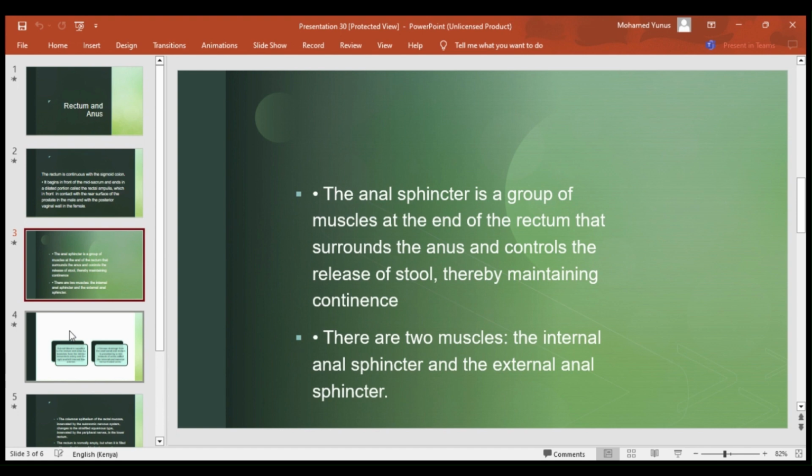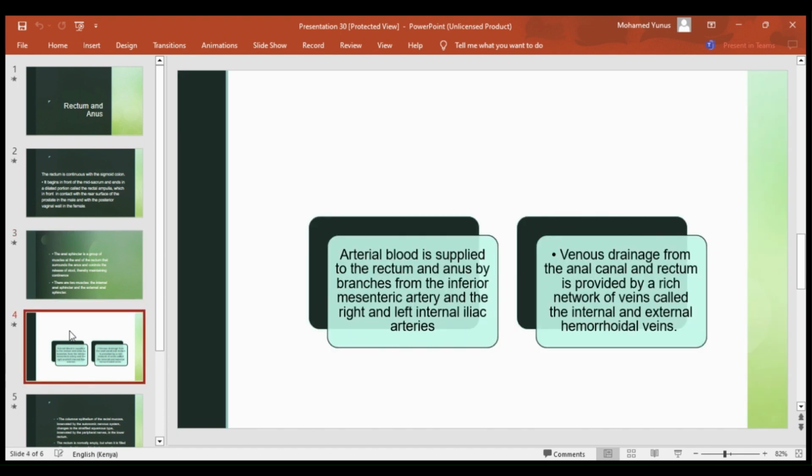Then, briefly, let's talk about the blood supply to the anus. We find that the arterial blood supply to the rectum and the anus is by the branches of the inferior mesenteric artery, and the right and left internal iliac arteries. That's the arterial blood supply.